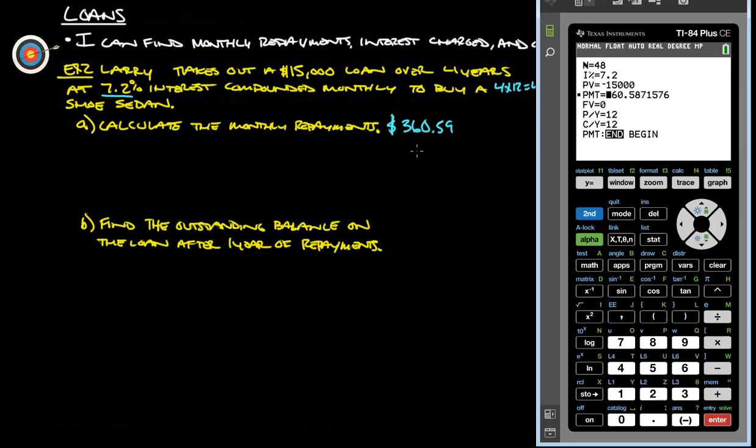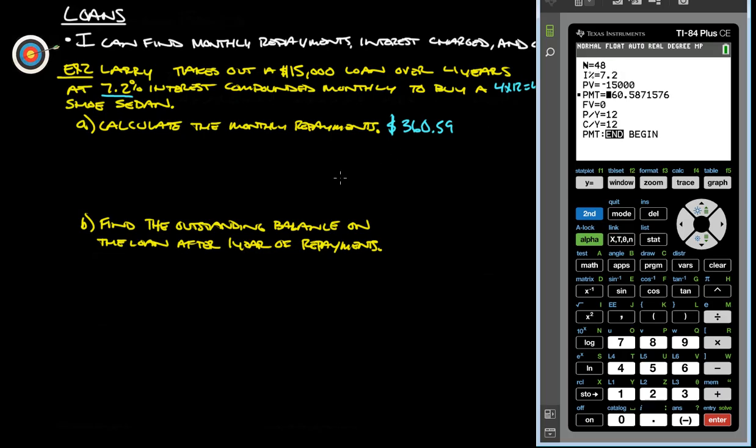So always go up. Now it says find the outstanding balance on the loan after 1 year of repayments. This is where that table is not going to work very well, because the outstanding balance they're asking for is what is still owed on the loan, without the interest.